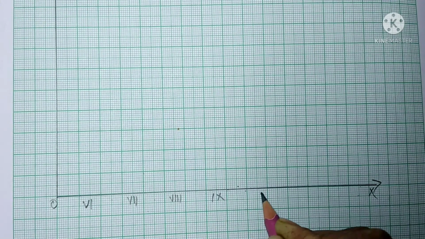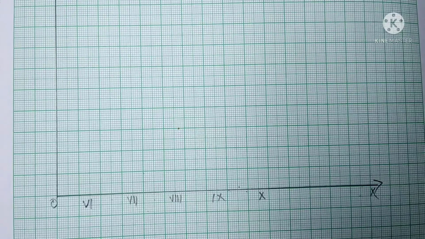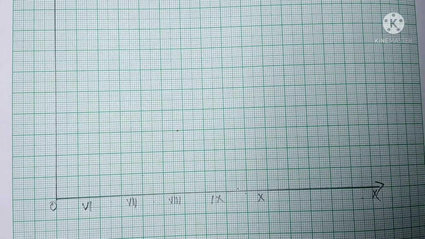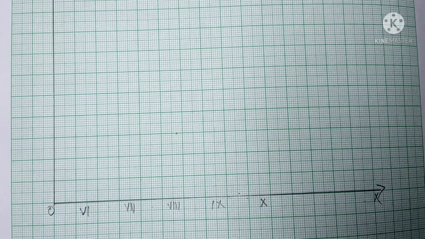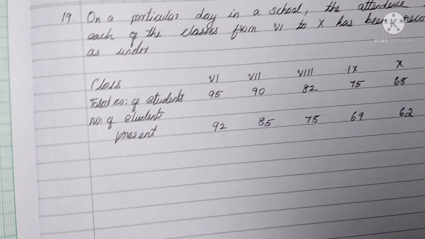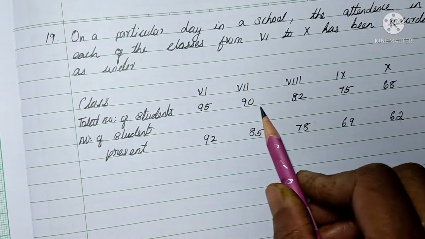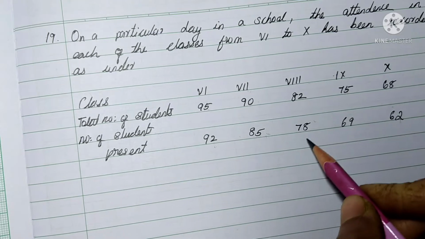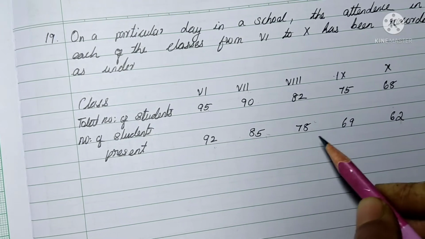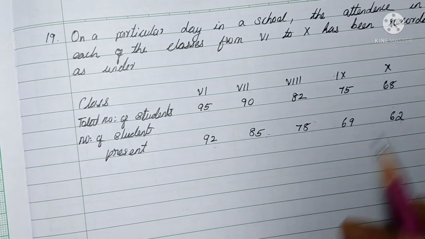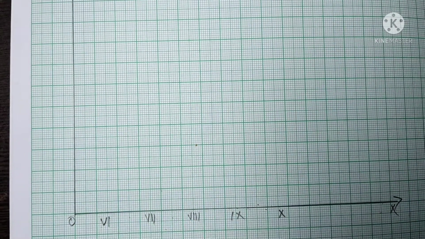Class 9 and class 10. Now you see, we are going to mark the y-axis, and we have to decide which scale to take. What about the information? See 95, 90, 82. We have to take 10 divisions, so 0 to 10, 10 to 20, like that. So let's mark that also.